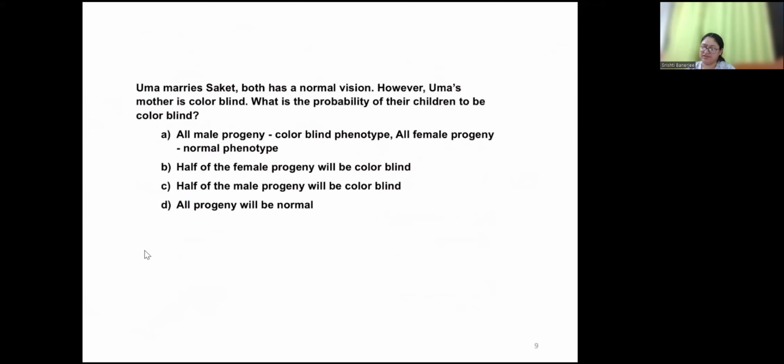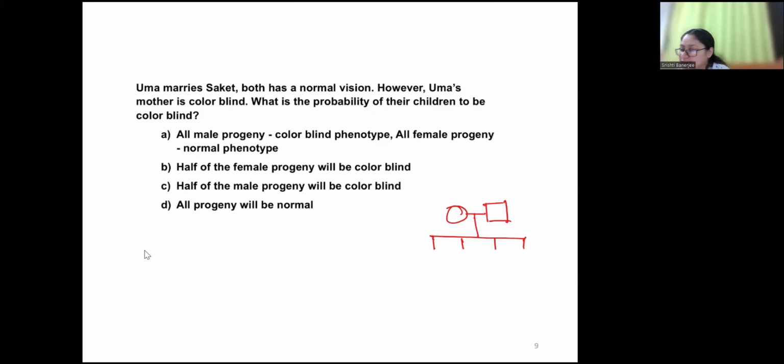Okay, now one more question. Let's see what this says. Uma marries Saket. Both have normal vision. However, Uma's mother is colorblind. What is the probability of their children being colorblind? These are the four options. Let me try to draw the pedigree and see what happens. Uma is a female, I'll draw it like this, and Saket is a male. They get married and we have to find the progeny. Suppose I have four of them. In what proportions are they going to be colorblind?